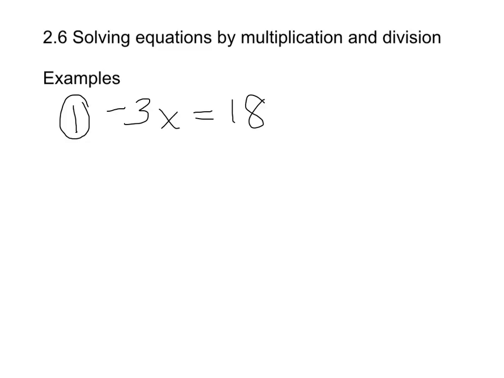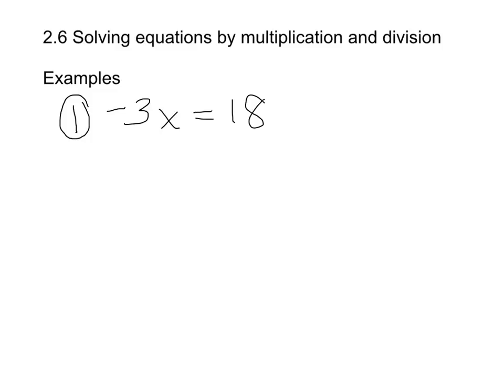Today we're going to be working on 2.6, solving equations by multiplication and division. The last section, 2.5, was solving equations by addition and subtraction. So today we are just going to do multiplication and division. Our first example is negative 3x equals 18.